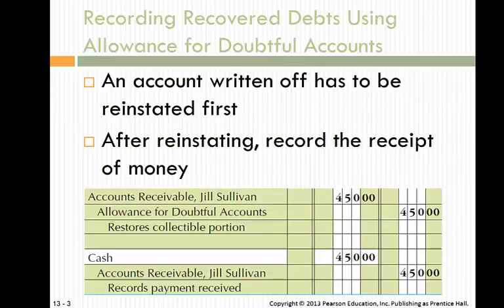In this example, a customer's account was previously written off because the business determined it wouldn't be collected. So what happens if the customer does end up paying? First, we need to put the accounts receivable back on the books. We increase accounts receivable with a debit, and we decrease allowance for doubtful accounts with a credit. We're decreasing allowance for doubtful accounts because we no longer need that amount reflected in the allowance account. Next, we record an increase to cash with a debit and a decrease to accounts receivable with a credit.